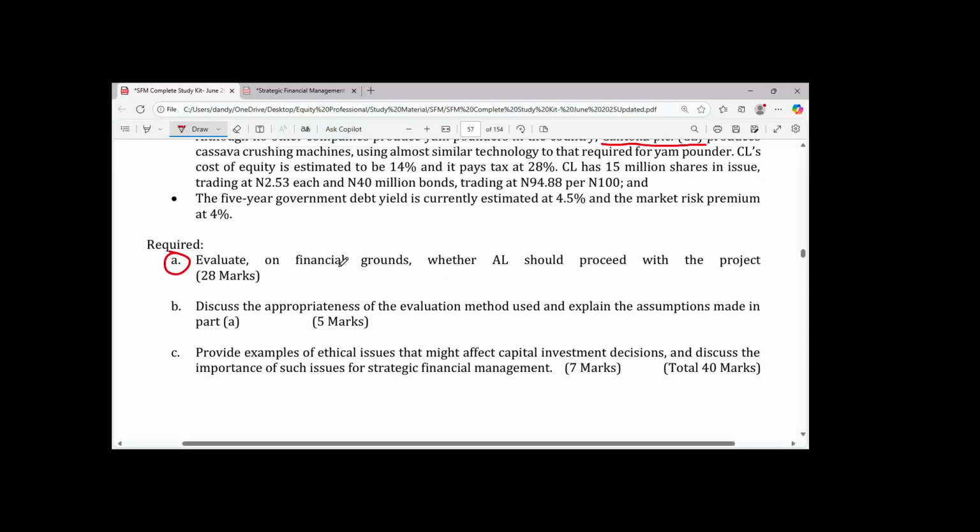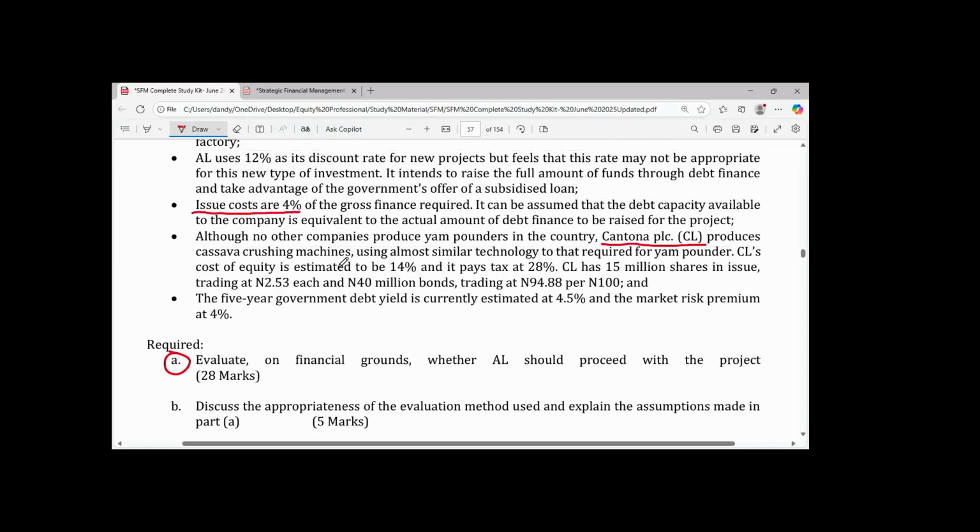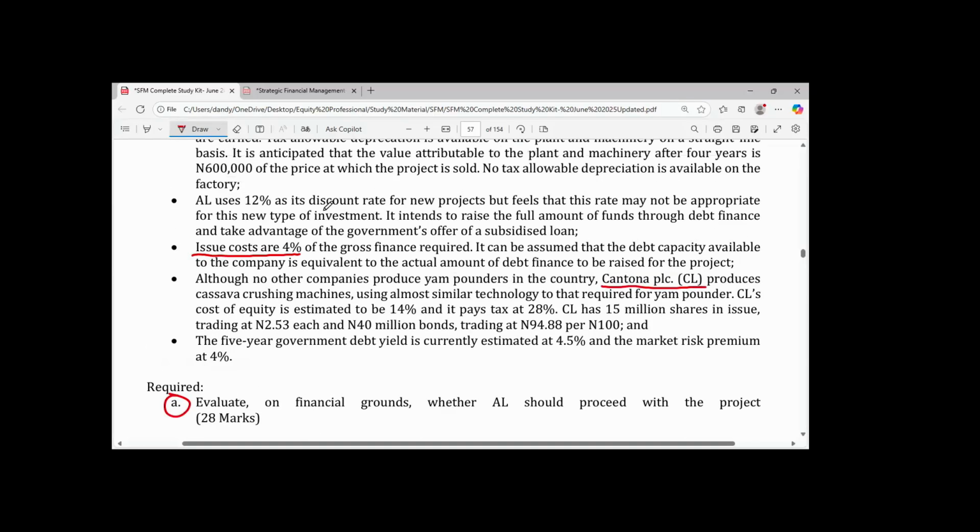All right. So you will notice from this question, the same way we have been calculating NPV, the same way the question scenario is structured under NPV is the same way this question is structured. Now, here, the examiner is asking you to evaluate on financial grounds whether the project should be undertaken.